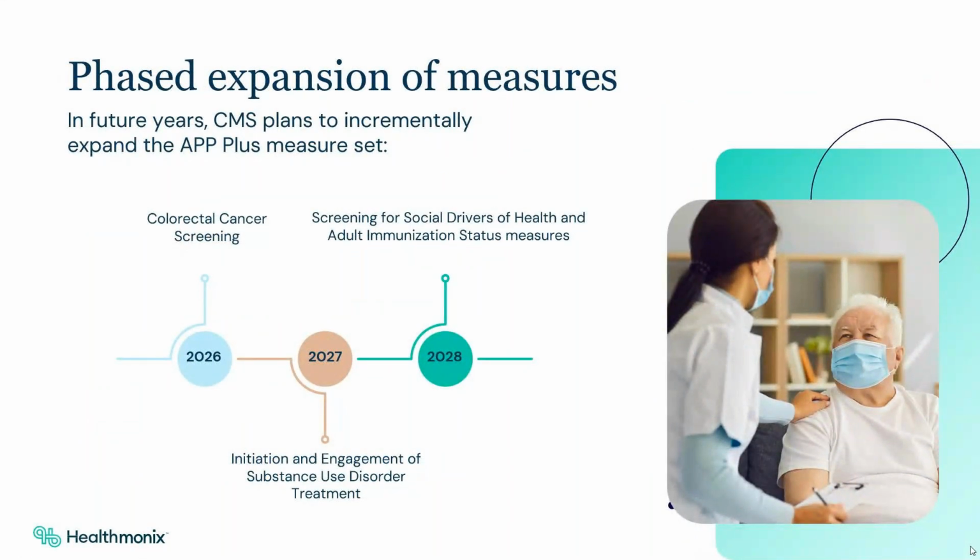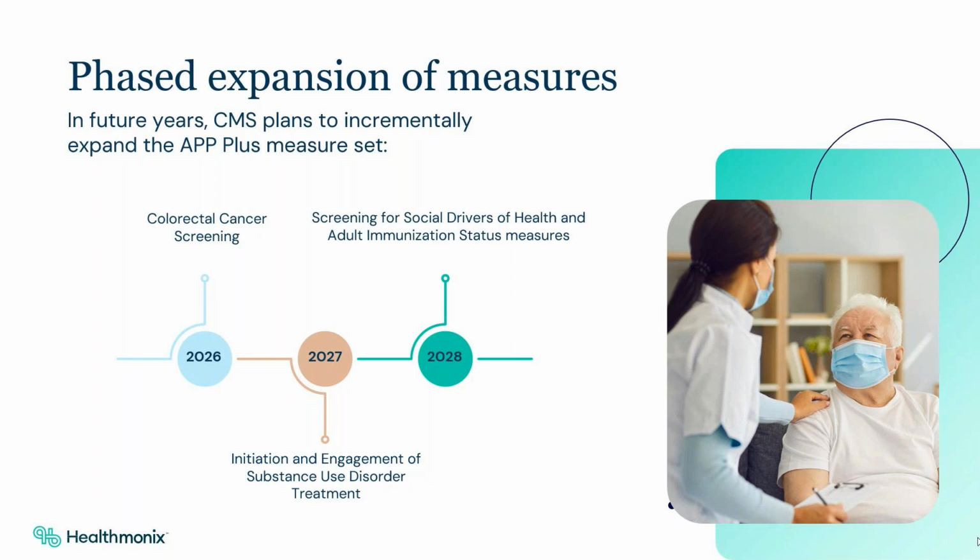So their plan is, and I go into more detail on a future slide, but colorectal screening will be coming in 26. In 27, we're going to be looking at the engagement of substance use disorder treatment. And then as early as 2028, we'll be looking for screening for social drivers of health and adult immunization status.